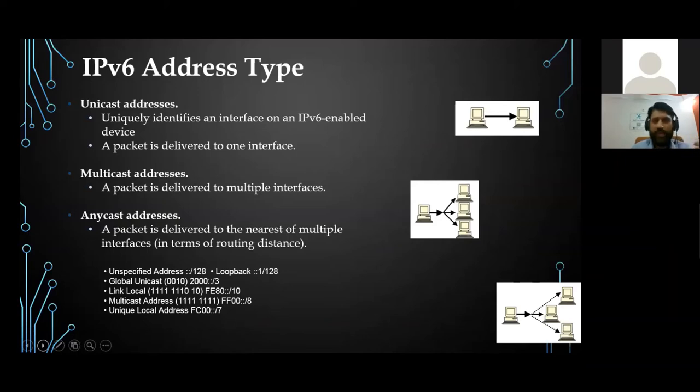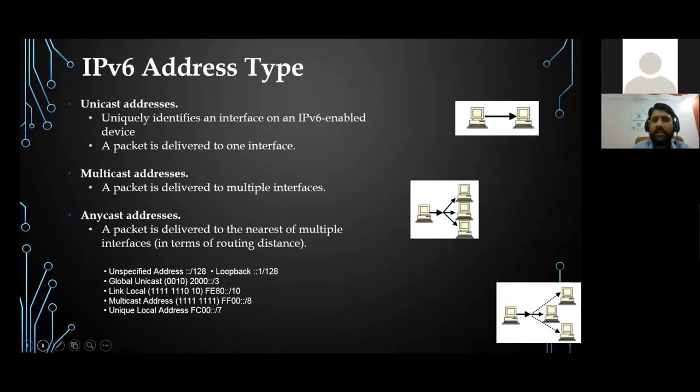What are these? Unicast is very simple. It's the same as point to point in IPv4. It is uniquely identified on an interface which is IPv6 enabled. So every interface, like my laptop which is IPv6 enabled, must have a unicast address.